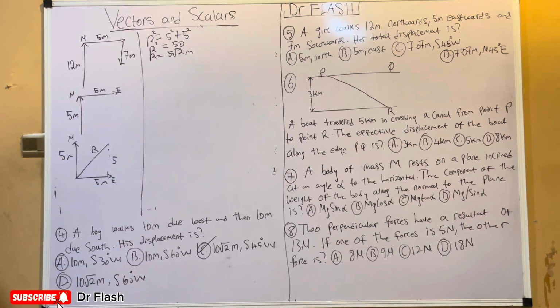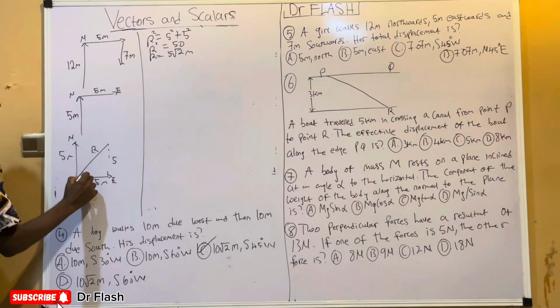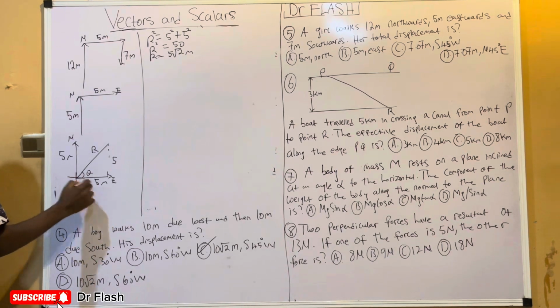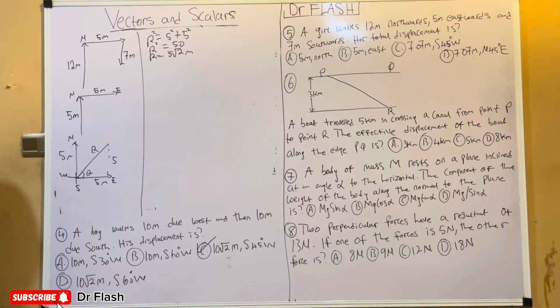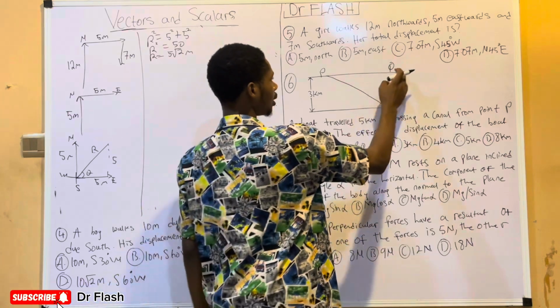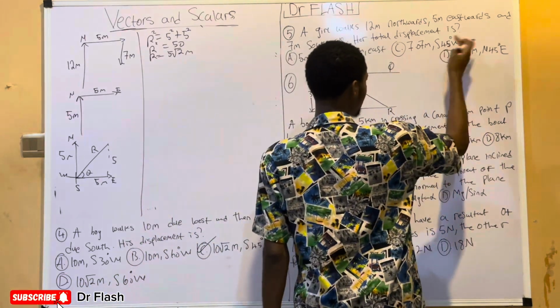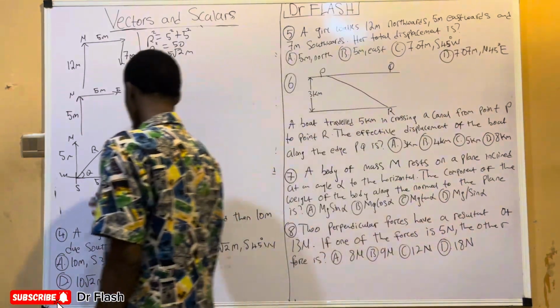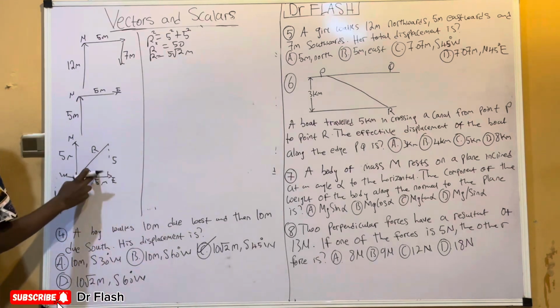What will now be the direction? The direction here is theta. So we have east, we have north here, we have west, and then we have south. Notice that the answers they give us are in terms of the coordinates. South 45 degrees west. So let's solve for it. The angle is 45 because here is 5, here is 5.